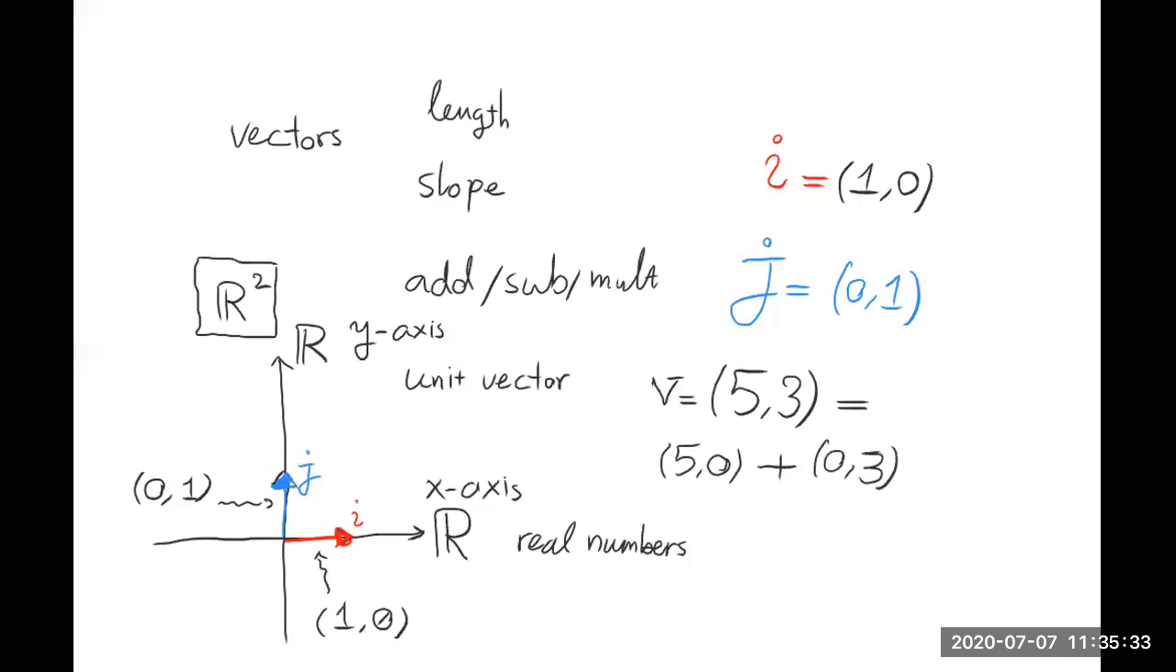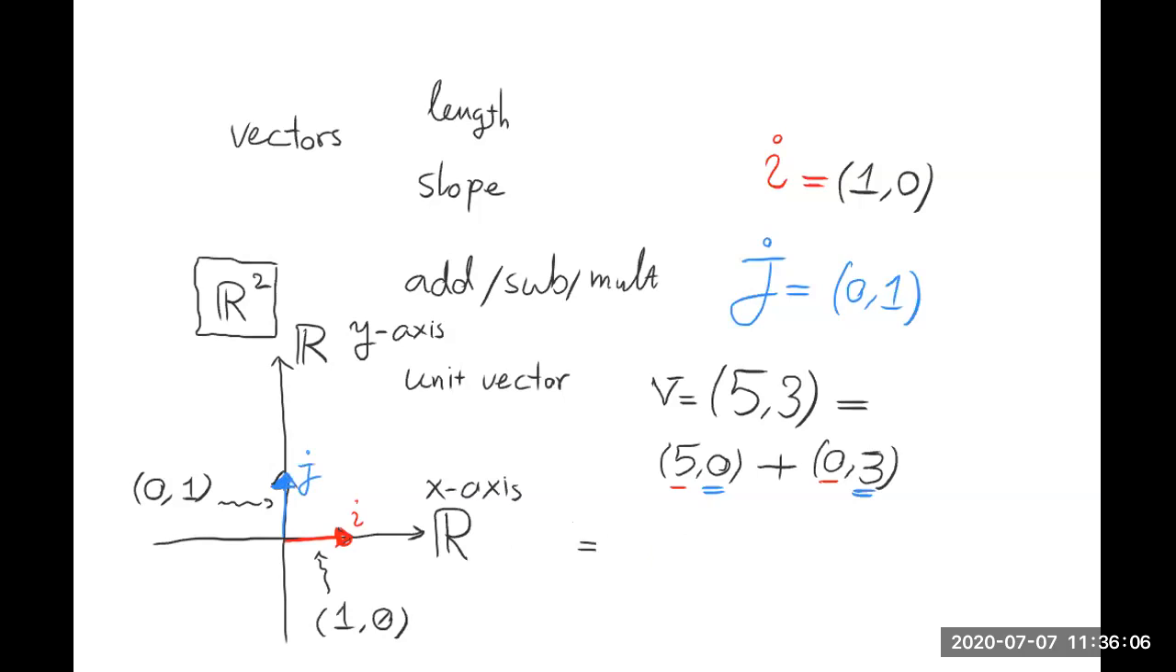Does this thing make sense? Because if I add them again, what would I get? I would get 5 and 3, because I should add first coordinate to first coordinate, which is 5 plus 0, which is 5. And then I should add second coordinate to second coordinate, which is 0 plus 3, which is 3. So 5 and 3 is equal to 5 and 0 plus 0 and 3. Okay?